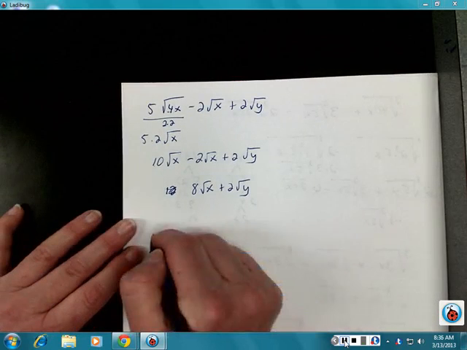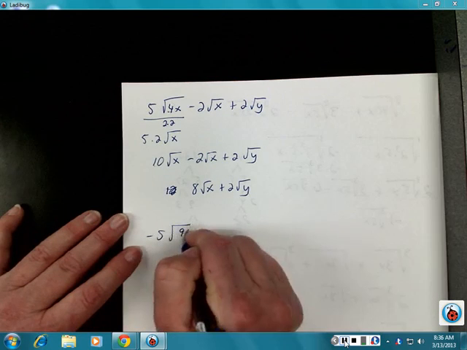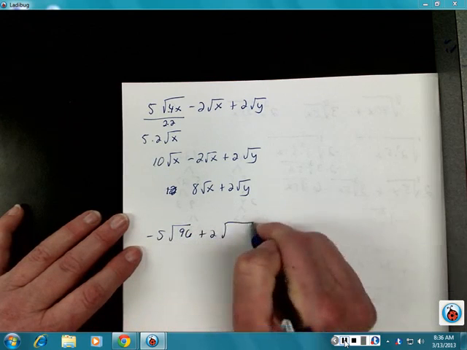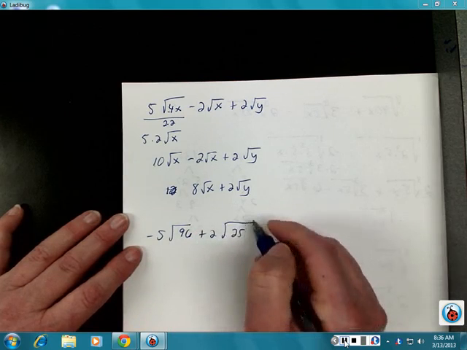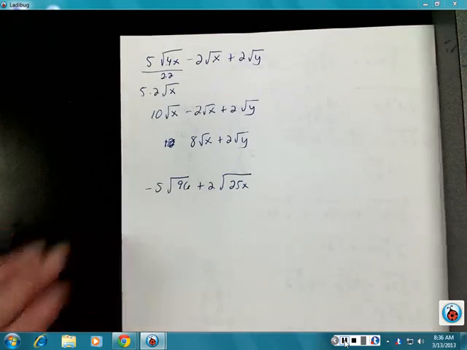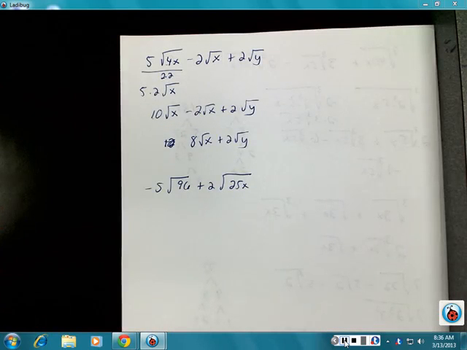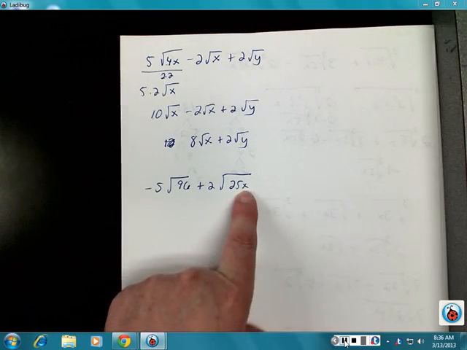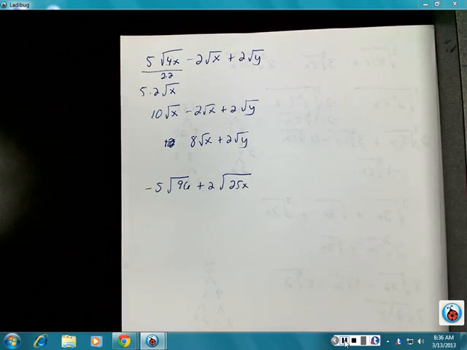One last one. Negative 5, the square root of 96, plus 2, the square root of 25x. You'd probably look at that one and say, can't do much with it, can't combine them at all. But Hawkes will still ask you to simplify it. So we still got to get it down to its simplifications and what we can pull out of them. How do I know I can't combine these? They're not alike. That x made them completely different than each other. Okay? So they're not the same.